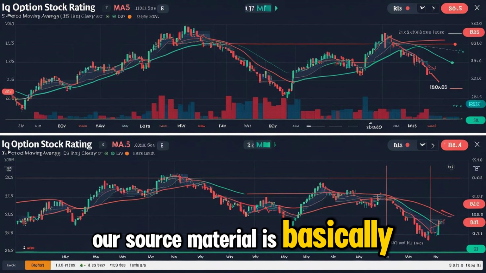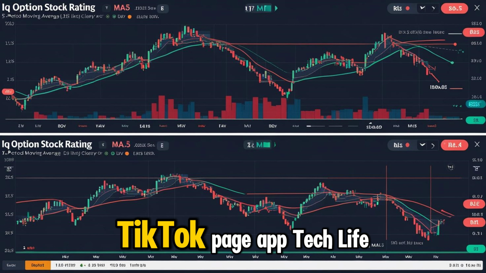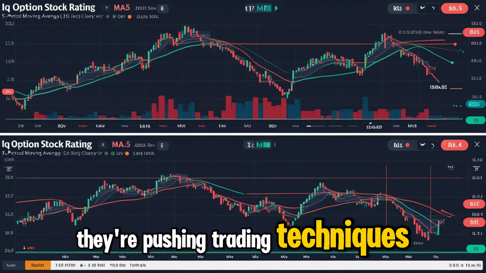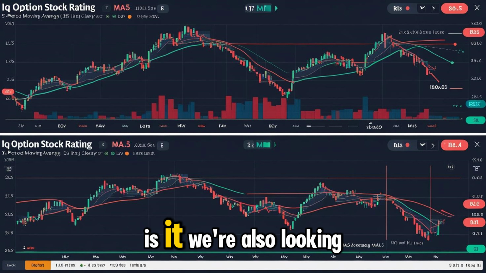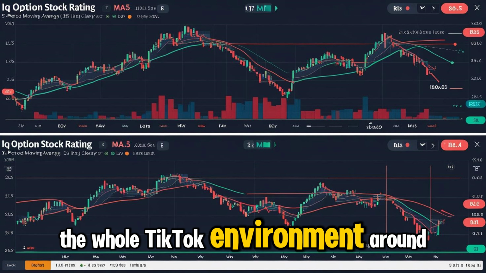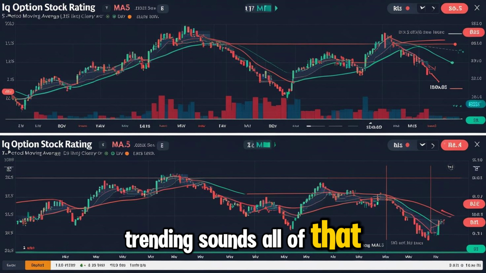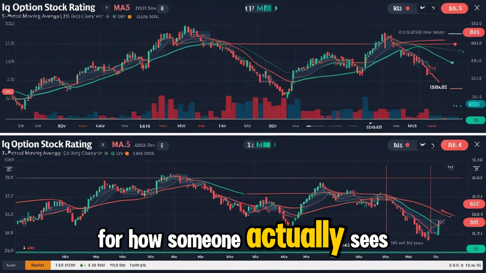Our source material is basically excerpts from this one TikTok page, apptechlife.trade. They're pushing trading techniques. But it's not just the trading videos, is it? We're also looking at the whole TikTok environment around it. Right. The recommended celebrities, trending sounds, all of that. It gives you the context for how someone actually sees this stuff.